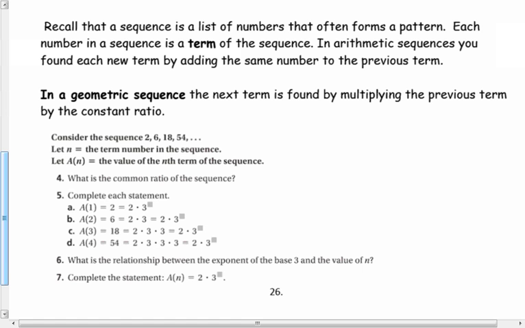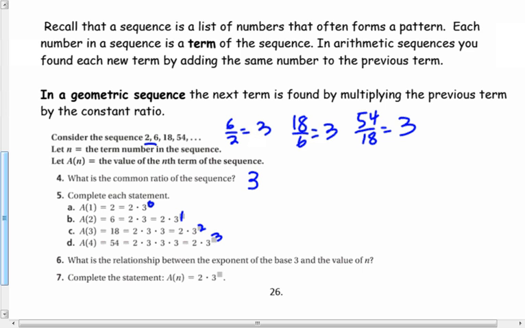So notice here, if we did 6 divided by 2, we would get 3. If we did 18 divided by 6, we would get 3. And if we do 54 divided by 18, we also get 3. So there's a common ratio here, and that's 3 over 1, or just 3. And to get these numbers, we can just keep multiplying by 3. So to get the first number, we're multiplying by 3 0 times. To get the second number, we're multiplying by 3 1 time, 2 times, and 3 times, and so on.